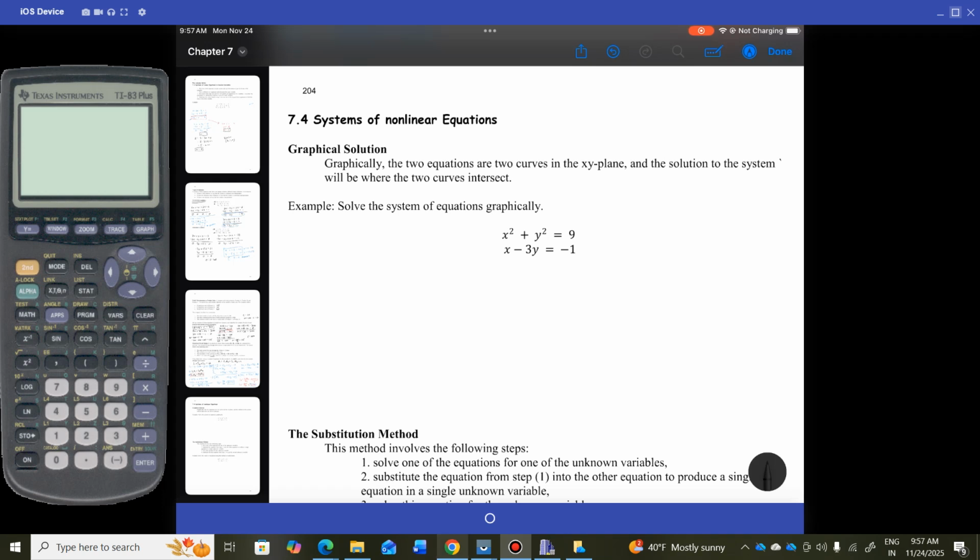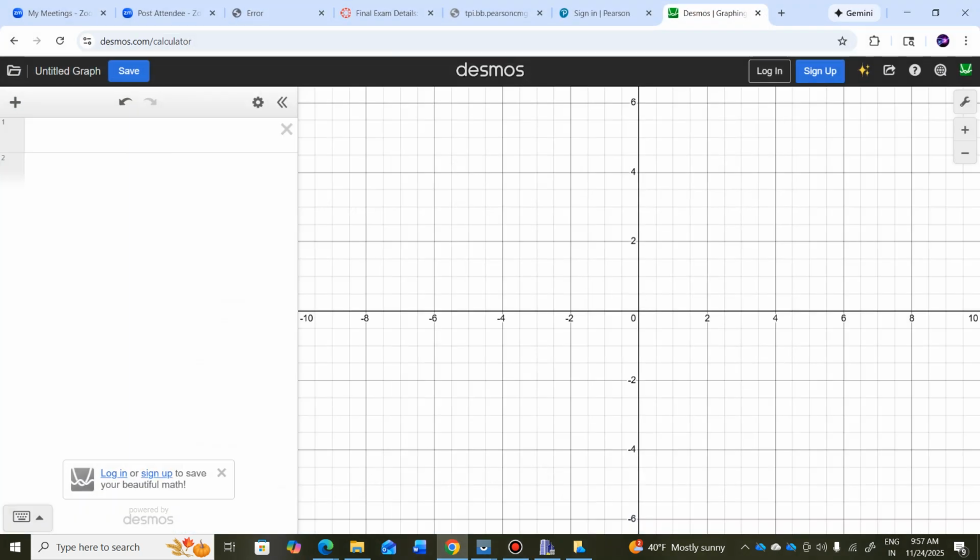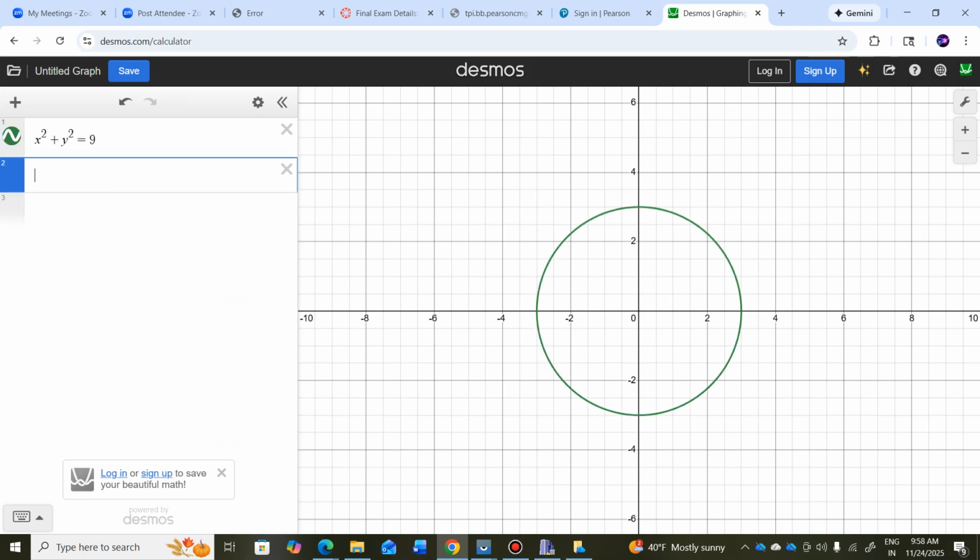So I'm going to pull up Desmos, and we're going to plug these equations in. And the good thing is we don't have to solve for 0 or anything like that. So just x squared plus y squared equals 9. And we see we got a circle there, radius 3. And then the other one is x minus 3y equals -1, and we have a line that goes through.